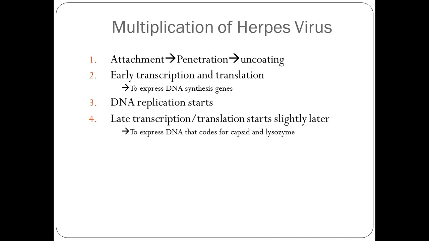So I had early transcription, early translation to make DNA polymerase. Now I have DNA polymerase to make a new DNA, and on top of that, I can also go ahead and express that DNA, make the mRNA that codes for the capsid proteins and the lysozyme protein, and translate them and make them. From there, I go through maturation, and then finally, I go through dissemination.